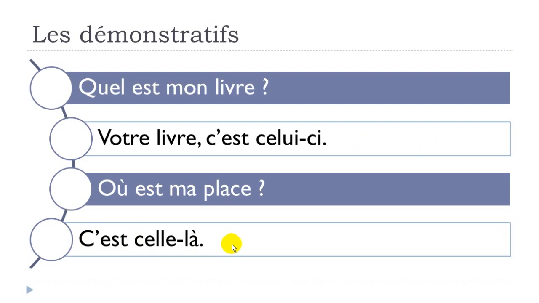All right, so you've got to remember that we will have the difference between the masculine and the feminine, singular and plural, and then we'll have the difference between this -ci, the first option, the nearest one, and this -là, the second option, so it's not the nearest one.